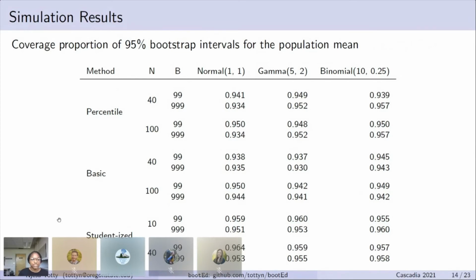Results indicate that the studentized bootstrap method captures the true population mean more closely to the theorized 95% of the time than other methods across the different sample sizes and population distributions. There's evidence of undercoverage for the basic and percentile bootstrap intervals as they systematically contain the population mean less than the desired 95% of the time. The severity of the undercoverage, though, depends mainly on the original sample size, but also on the number of bootstrap samples used.